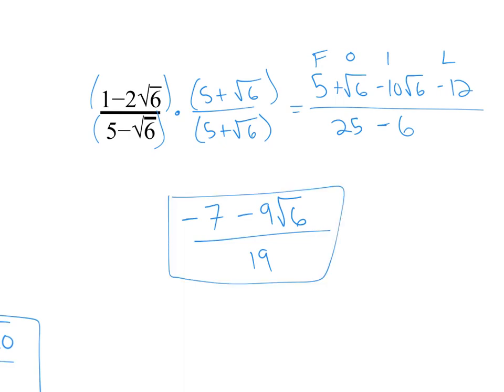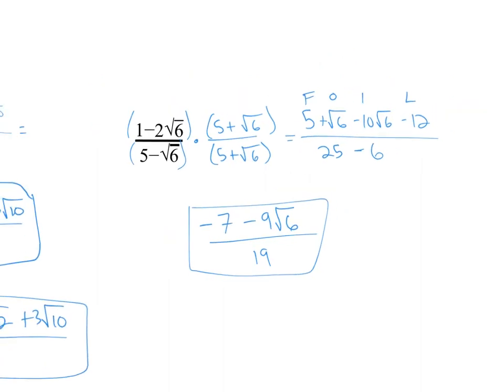There we just had to do the same thing we did in the previous problem, except for this time after FOILing up top, there were some like terms that we could combine. So the 5 and the negative 12 we combined to make negative 7. Square root of 6 and negative 10 times square root of 6 we combined to make negative 9 times square root of 6. Now let's see, we're going to simplify the denominator there. 25 minus 6 gives us 19.